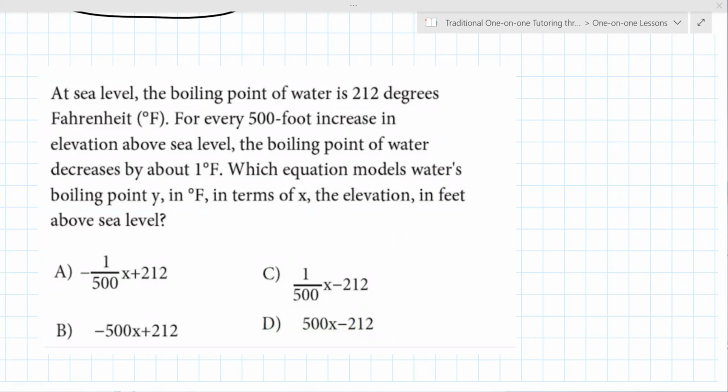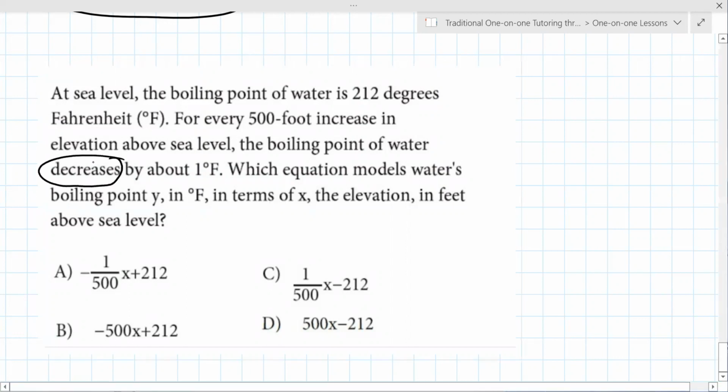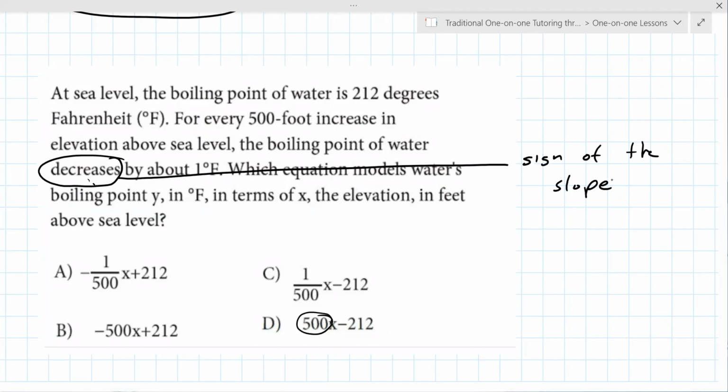Do you have any questions for me about this one? I'll point out that that word's pretty important. It helps you to reduce it down to 2 answers. I think it's letter D. So D goes up. This word, decreases, is supposed to tell you about the sign of the slope. Decreases means to go down, means negative. So it's either A or B.